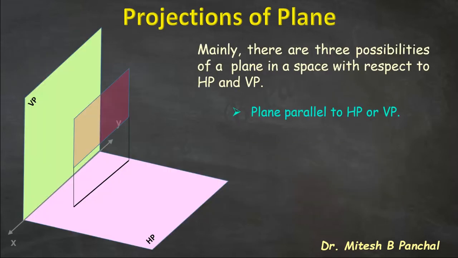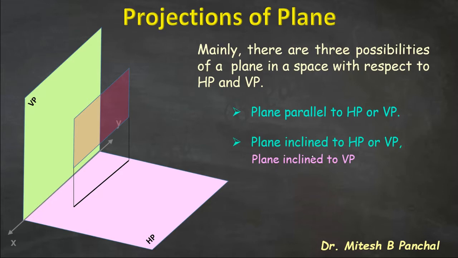Now we will see the second possibility. The second possibility is plane inclined to HP or inclined to VP. First we will see plane inclined to VP. In this figure you can see that the plane is parallel to VP. Now consider a rectangular plane inclined to VP. Here this particular angle is the inclination of the plane with VP, that is denoted by phi.